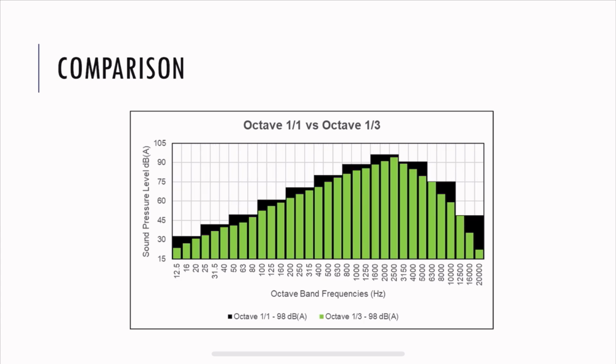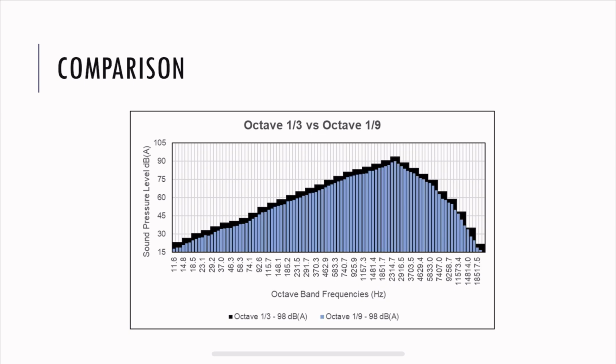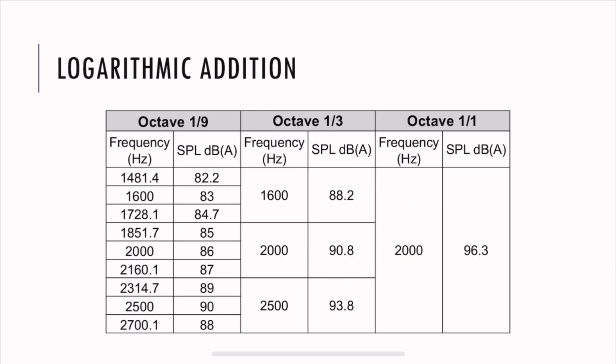We do the same comparison for octave 1 by 1 and 1/3. We see some difference, but it's not drastic because octave 1/3 does not have a very high resolution compared to octave 1 by 1. It's just 3 times more. And then the same holds true for octave 1/3 and octave 1 by 9. So now let's view the mathematics. Here's a logarithmic addition.